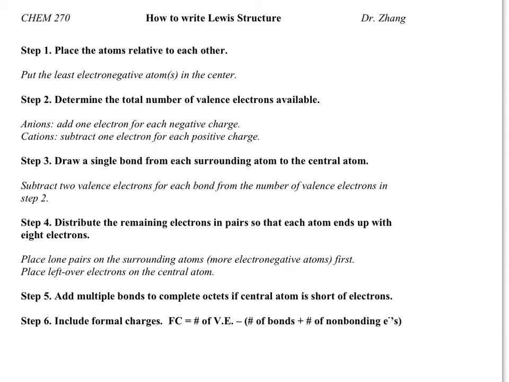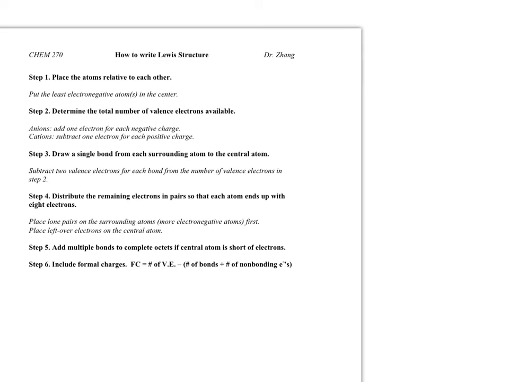Lewis structure can be written following these steps. We're going to see a couple of examples today. The first example is hydronium ion, H3O+.